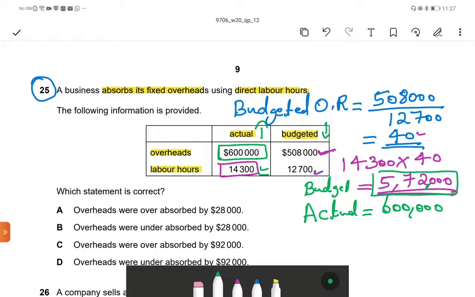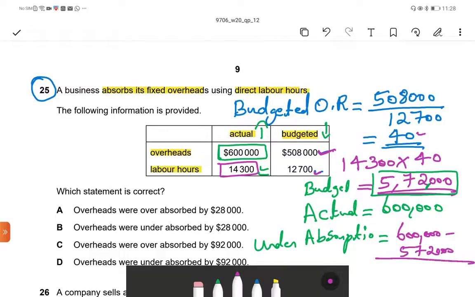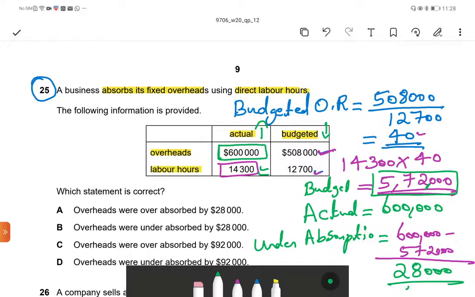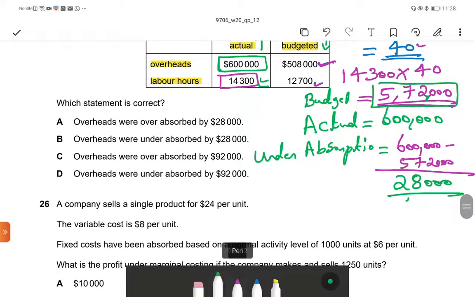So what is the difference? Under absorption is equal to 600,000 minus 572,000 is equal to, what is the amount? 28,000 under absorbed. So the correct answer is: overheads were under absorbed by 28,000. Option B is the correct answer.